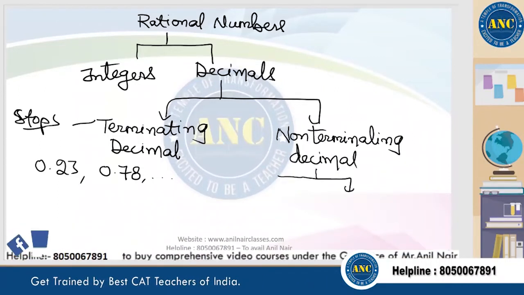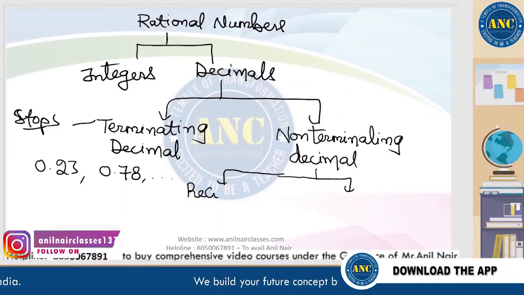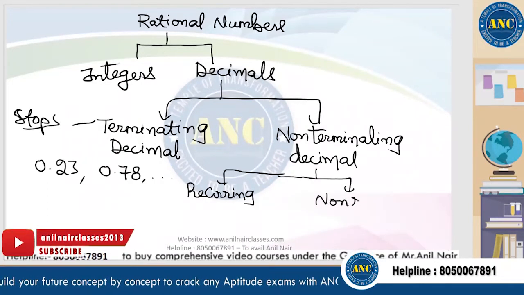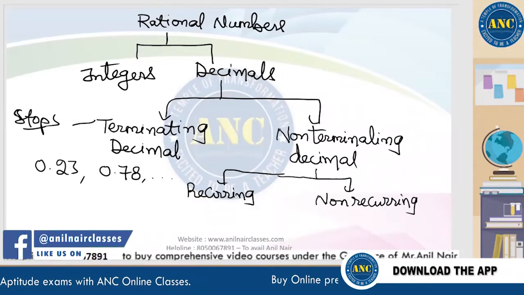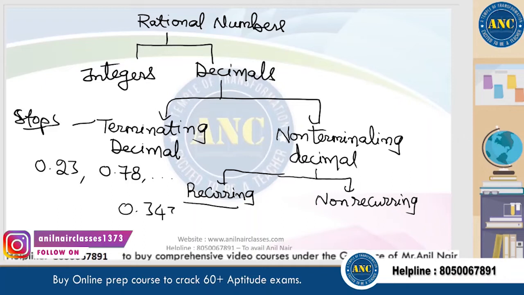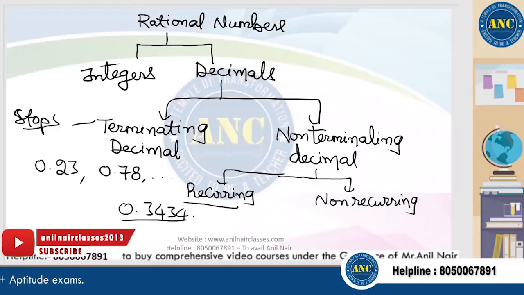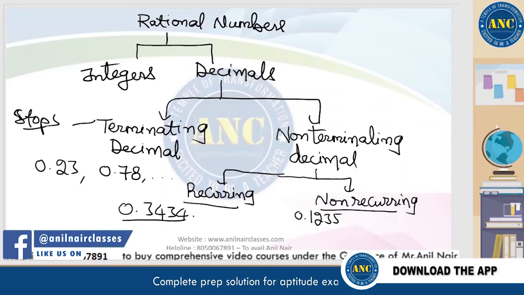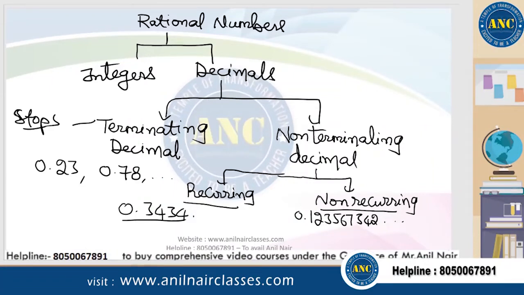Now which does not stop means again two varieties. Any digit will it be repeated, recurring, or repetition of digits. Non-recurring. Non-terminating means which does not stop. Recurring means, for example, 0.343434. 34 only is getting repeated. Non-recurring is 0.123567 and everything. There is no digit which is getting repeated.